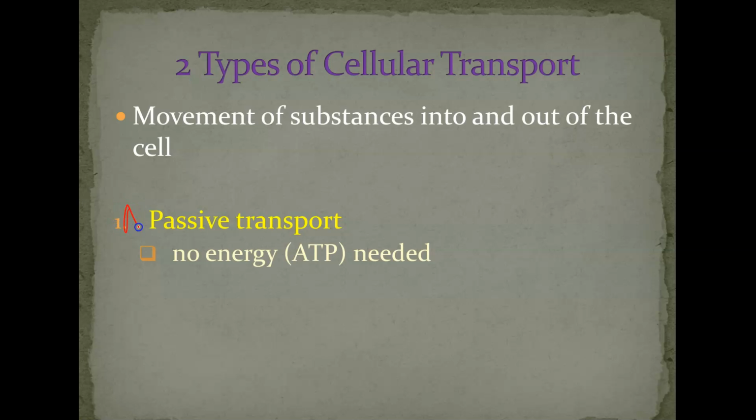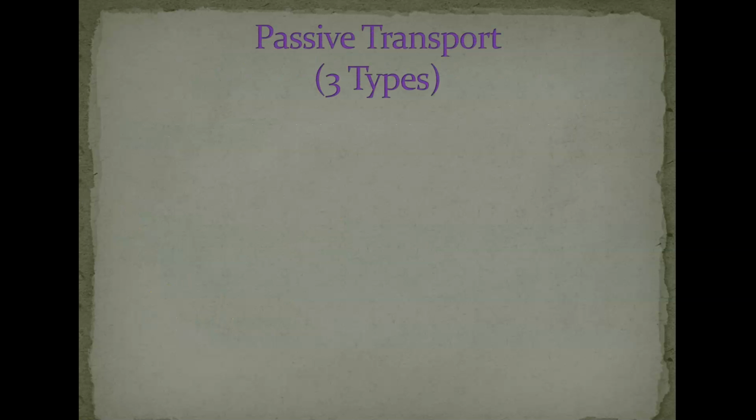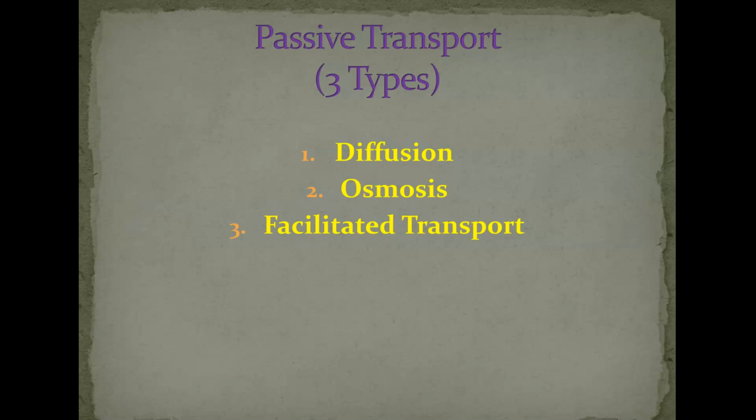This is what we are going to focus on today, passive transport, and it requires no energy or no ATP for it to happen. And the second is active transport, and that requires some sort of energy or ATP. So passive transport, we have three different types: diffusion, osmosis, and facilitated transport or facilitated diffusion. And we'll get into details about all three of those as we go on today.